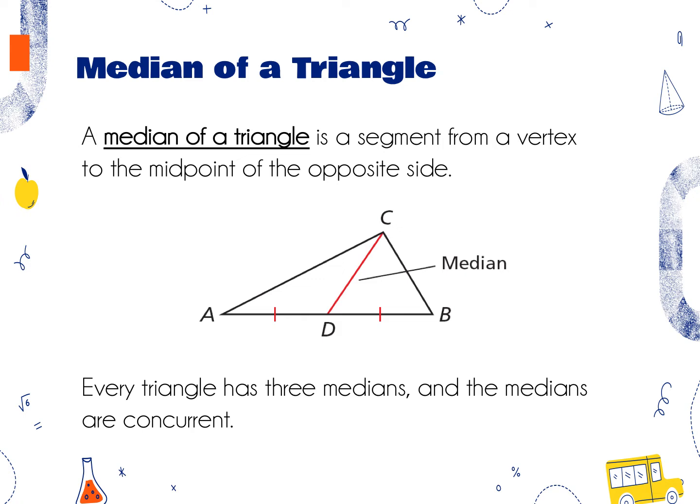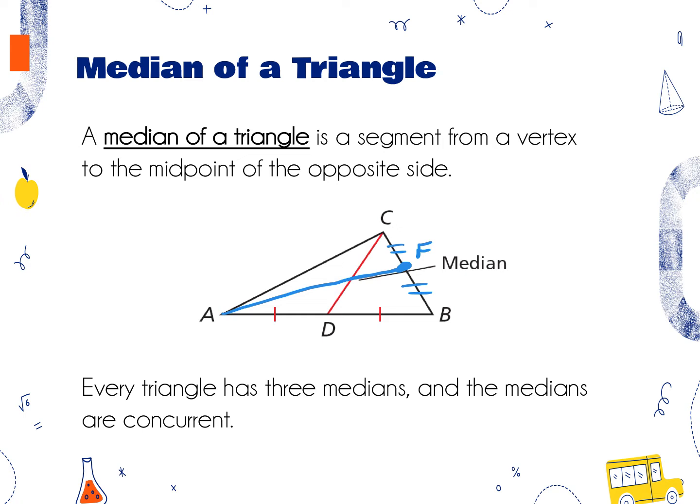So again, remember the median is drawn from the vertex to the midpoint of the opposite side. So if I wanted to draw the median out of vertex A, I would need to look for the midpoint over here of the side opposite, and then I would connect the segment to that. Since this point is the midpoint, I could call this point F. Then I know that BF and CF would be congruent.